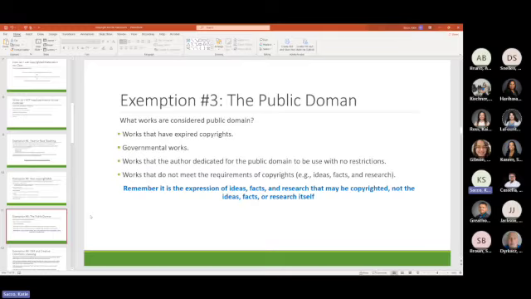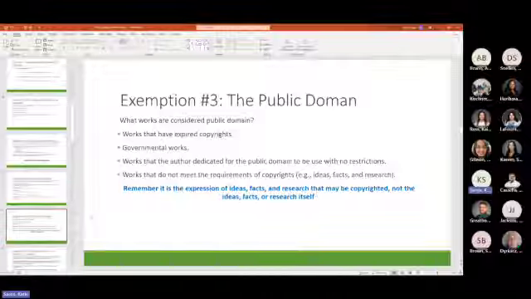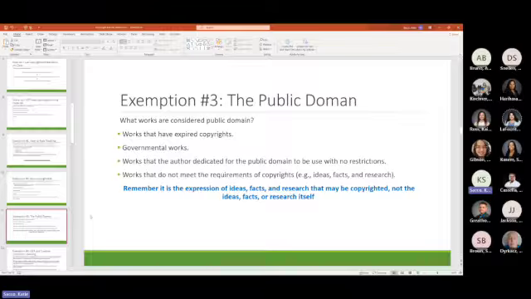So exemption number 3 is works in the public domain. Every year you hear in the news about certain things coming into the public domain. This year was a big deal about Steamboat Willie, Walt Disney, Mickey Mouse. That kind of thing is now in the public domain. Those are items that have expired copyright. Those are open for you to use in class.